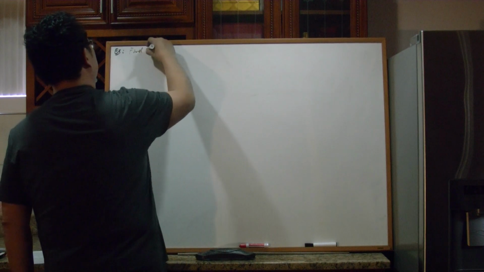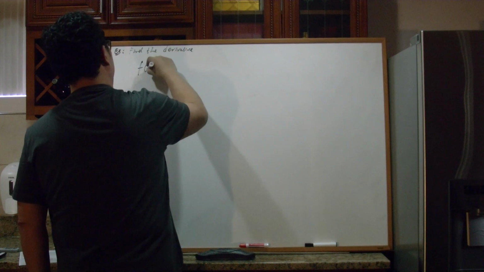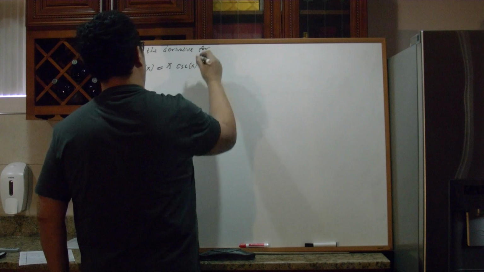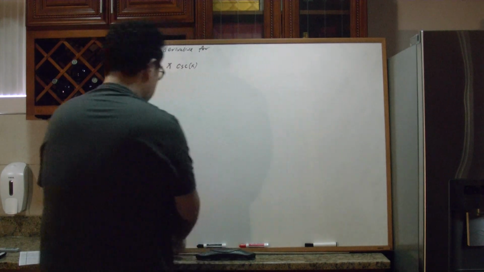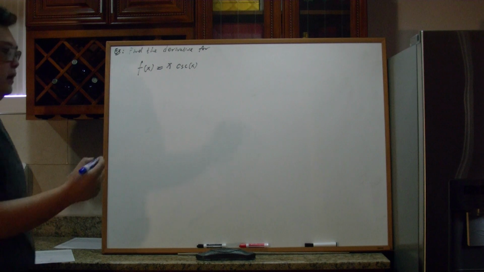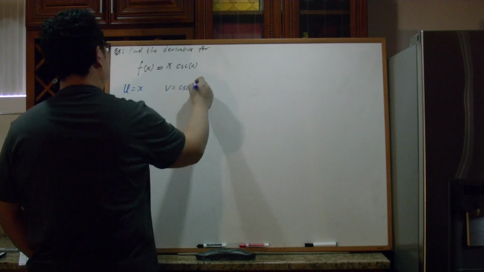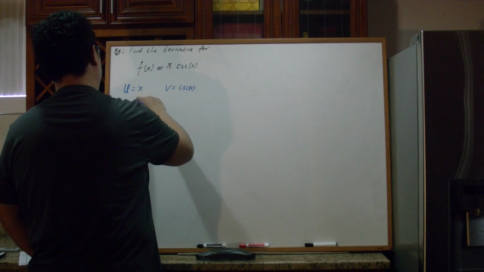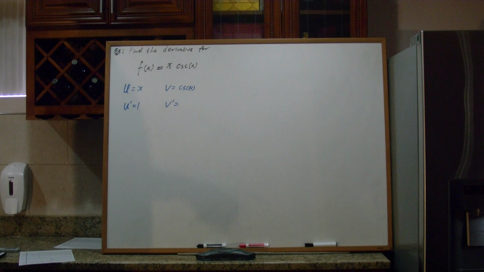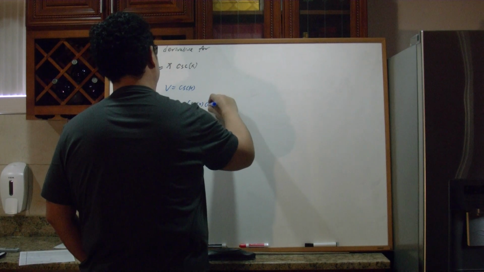Also find the derivative of x times cosecant of x. We can see that this is a product. We have x times cosecant of x. Our u is x, v is cosecant of x. Then u prime is 1, and v prime is the derivative of cosecant, which is itself and the cotangent with a negative. That is negative cosecant cotangent.